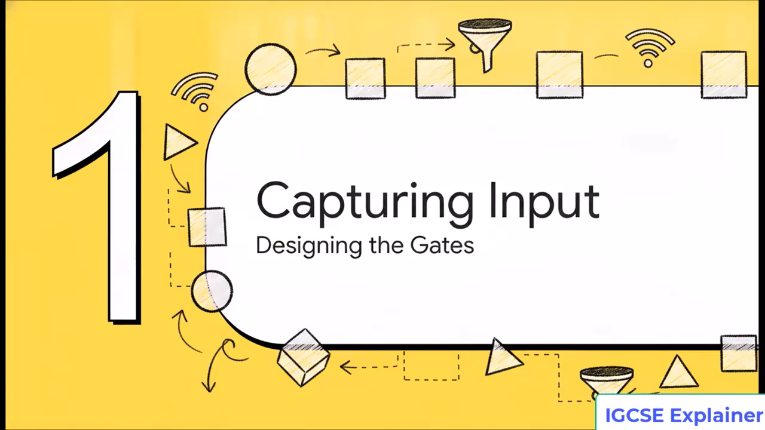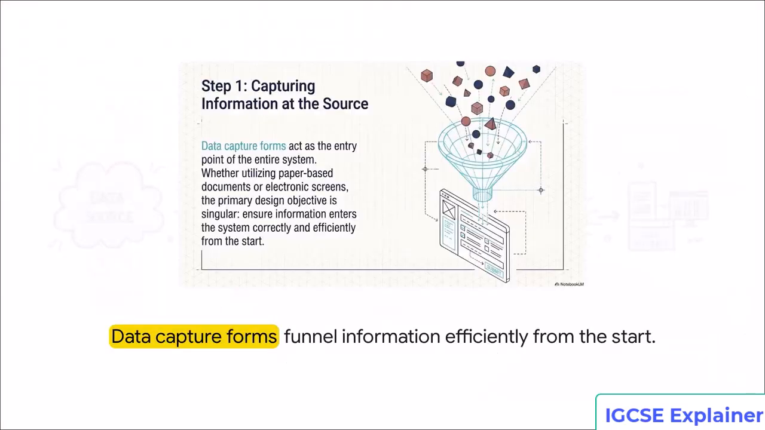This is the entry point for absolutely all information entering our new system. Whether you're dealing with a physical piece of printed paper or a digital screen on your smartphone, the primary design objective here is totally singular. These data capture forms act as the ultimate gateway. Their job is to funnel information into the system as correctly and efficiently as possible, right from the get-go. Because, let's be real, if bad data gets in here, the whole system suffers down the line.